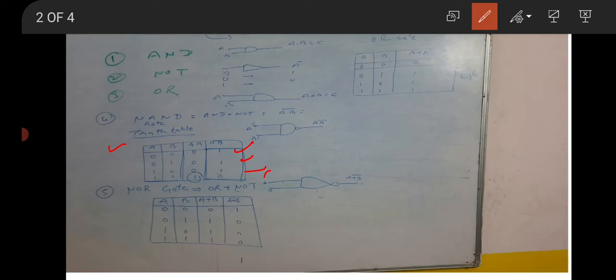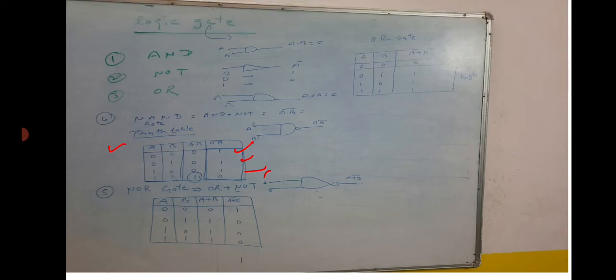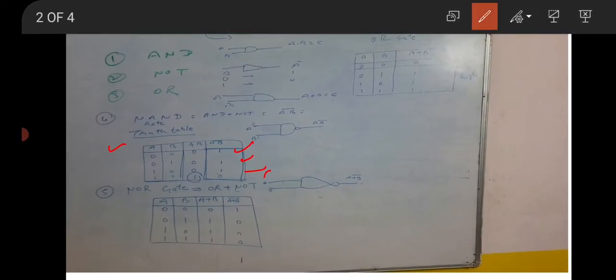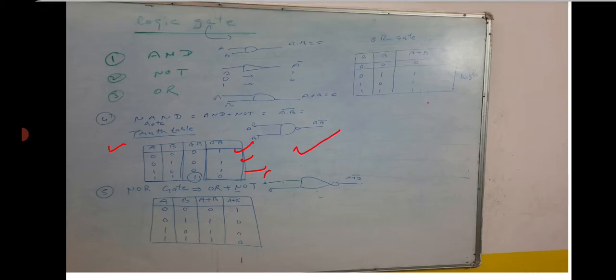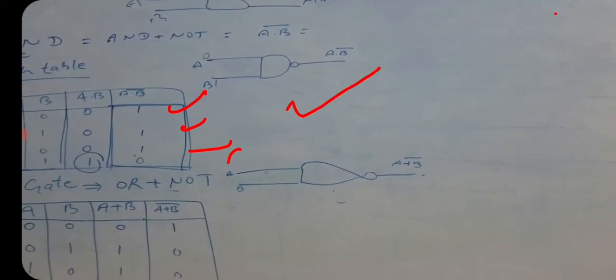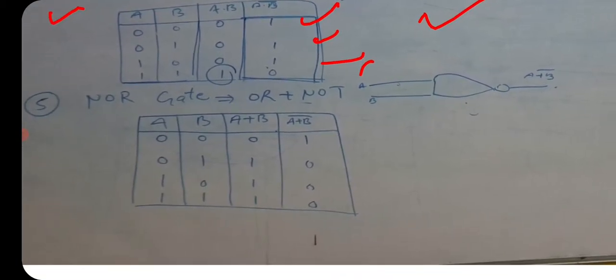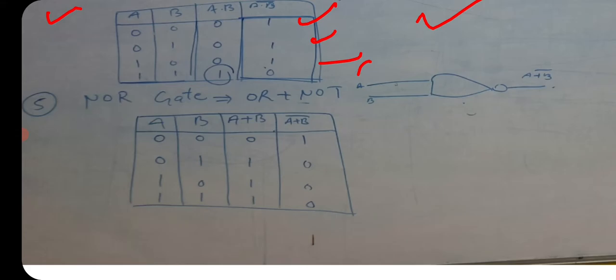And the symbol for the logic gate, the circuit diagram of the NAND gate, you can see here. This is the circuit diagram of the NAND gate with inputs A, B, and the output is A dot B bar, that means the complement of A and B. Now similarly we have the NOR gate. The NOR gate is the combination of OR and NOT gate, and this is the circuit diagram of the NOR gate.